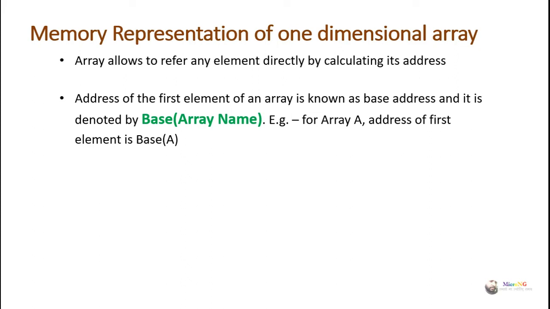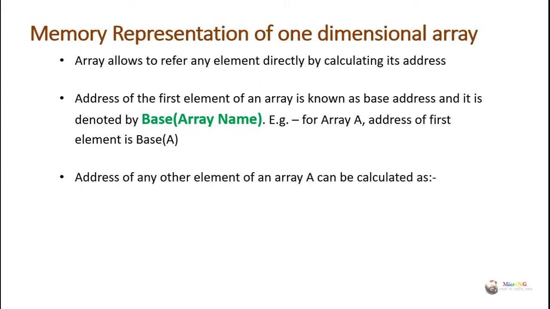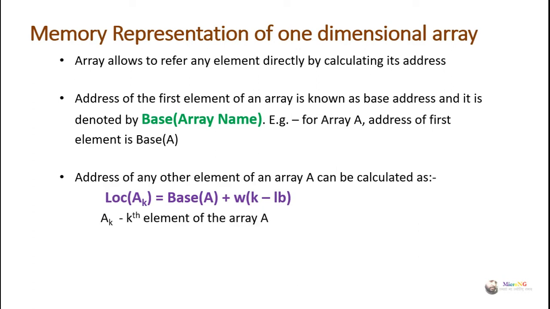An array allows to calculate every element's address. Address of any other element of an array A can be calculated as location of A[K] equals base of A plus W into K minus LB. So here A[K] indicates the kth element in the array A, and location of A[K] indicates the address of A[K]. The address of kth element of array A is known as location of A[K].